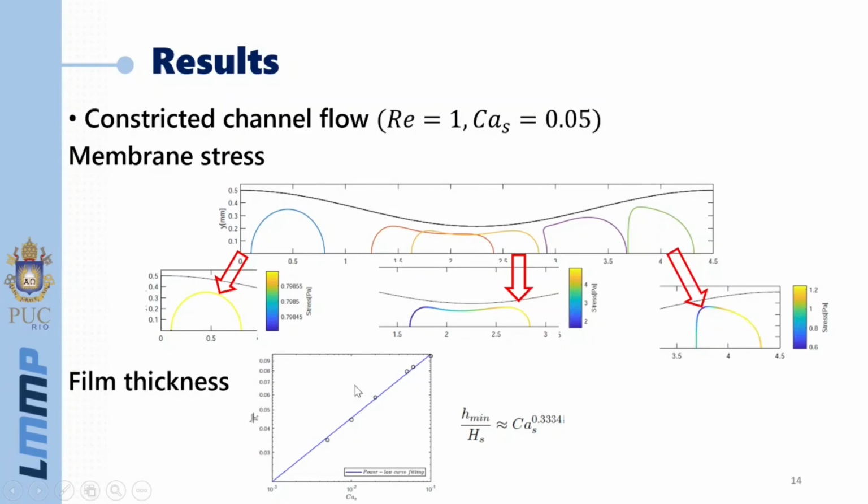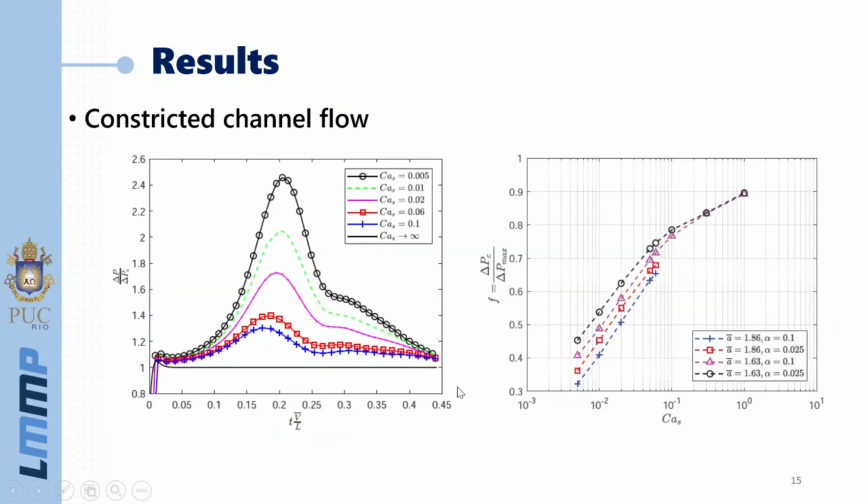We also observe the minimum film thickness between the capsule and the channel wall for different surface capillary numbers. We can see that for a given radius and pre-inflation parameter, we can fit a power law equation. We can run different simulations for different surface capillary numbers. The lower the surface capillary number, the stiffer the capsule, the higher the pressure peak. We can also test other parameters such as capsule radius and pre-stress conditions and find different curves.